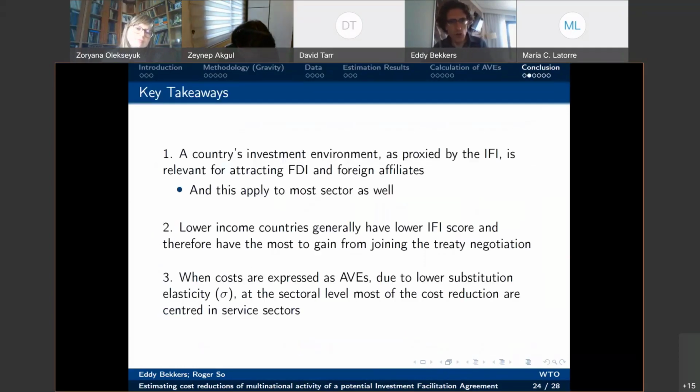So then I'm already at the conclusion, because there is no modeling part yet. Erwin is going to tell about the progress we haven't made. I should already raise a flag: we haven't made complete progress on that, but we will see. We see that the investment environment as proxied by IFI seems to matter for foreign affiliate sales relative to sales by domestically owned firms. Lower income countries have a lower IFI score, so they could improve their investment environment most. And in services sectors, these cost reductions tend to be most significant.